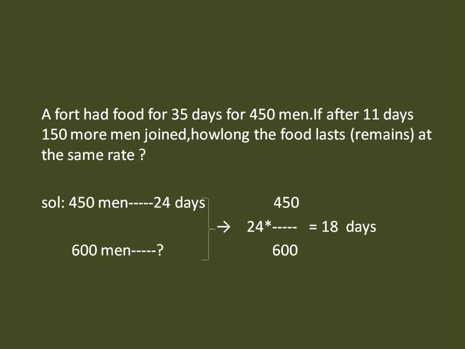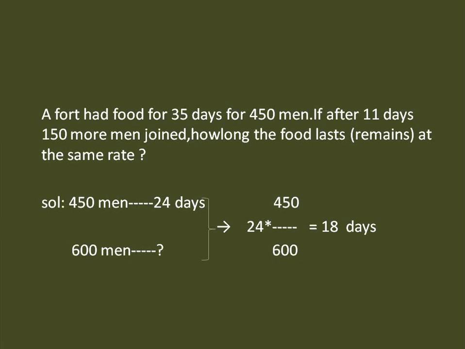That food will last for 24 days for 450 men. So for 600 men, will it last less than 24 days or more than 24 days? Definitely it will last less. So here 450 is the lesser and 600 is the greater. So the answer will be less, so we take the lesser by the greater. So 24 into 450 by 600. Upon cancellation, 18 will come.